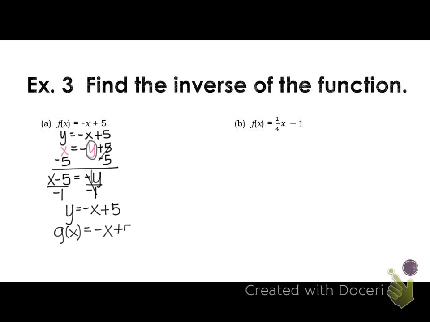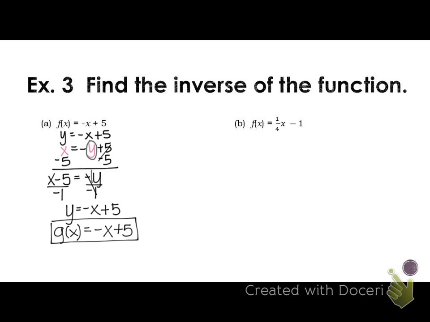Now, do you notice anything about our original function and our inverse? Okay, that's okay. Is it going to happen every time? I don't know. Let's see what happens when we do letter B. But we're not going to panic yet that the function and the inverse match each other. All right, let's do letter B.